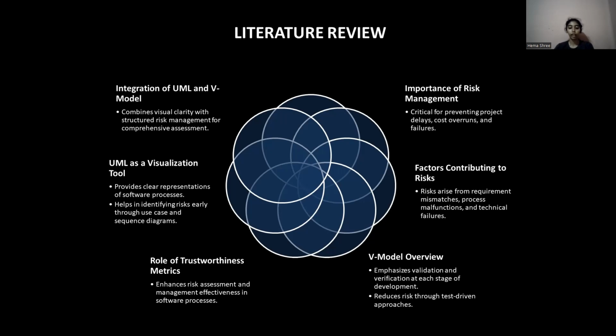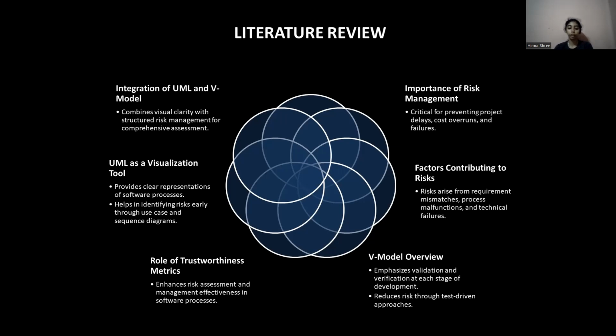The V model, introduced as a software lifecycle model, emphasizes the importance of test-driven development. Each phase in the V model has a corresponding validation and verification phase, ensuring the risks are continuously assessed throughout the project life. As outlined by Li et al., the integration of trustworthiness metrics into the V model adds another level of risk mitigation by enhancing the assessment of process related risk. The structured approach ensures that risks are both identified and verified at every stage, reducing the likelihood of project failures.